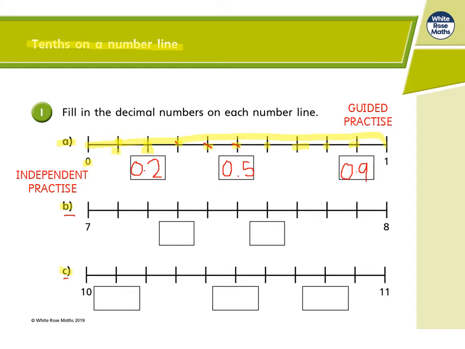Now, the only thing that is different is that we are starting with 7 and the number at the other end of the number line is 8. So I'll start you off, that would be 7.1. So I wonder what that would be and what that number would be represented here. And with C, what is different is that we are starting with 10 and at the other end of the number line it is 11. What will be the numbers in between? Look at my guided practice to help you complete the questions.